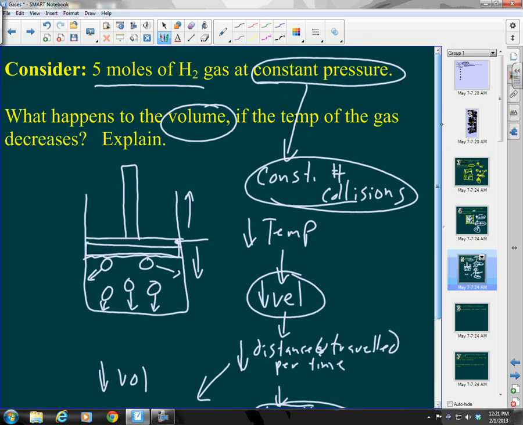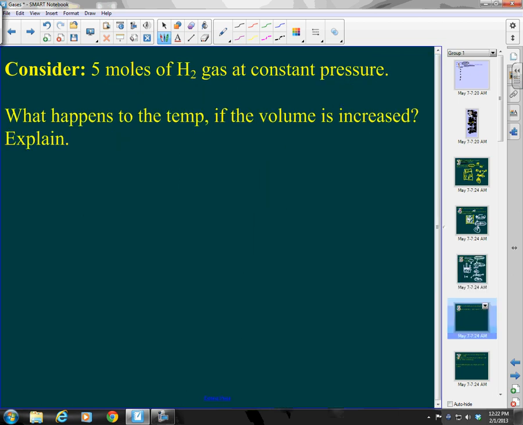That's a little bit trickier, right? What happens to volume? It decreases if the temp of the gas decreases, right? Because my particles are slower and I have to maintain constant pressure. Next, 5 moles of hydrogen gas at a constant pressure. Man, this constant pressure stuff is tough, isn't it? What happens to the temp if the volume is increased?